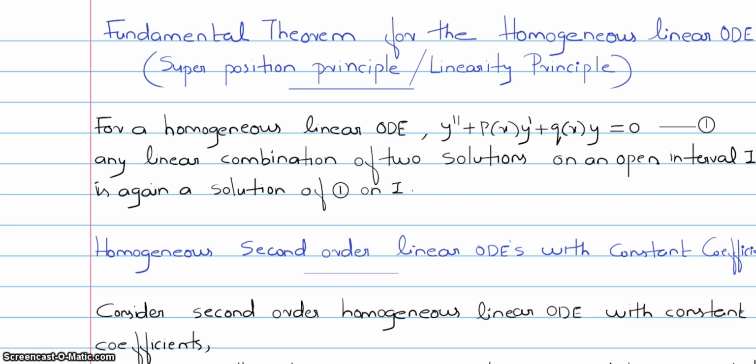if this linear equation has two solutions y1 and y2, then their linear combination will also be a solution of this differential equation. It is defined by this principle. The linear combination of two solutions of this equation will also be a solution. In simple words, let y1 and y2 be two solutions of this differential equation, then their linear combination c1 y1 + c2 y2 will also be a solution.